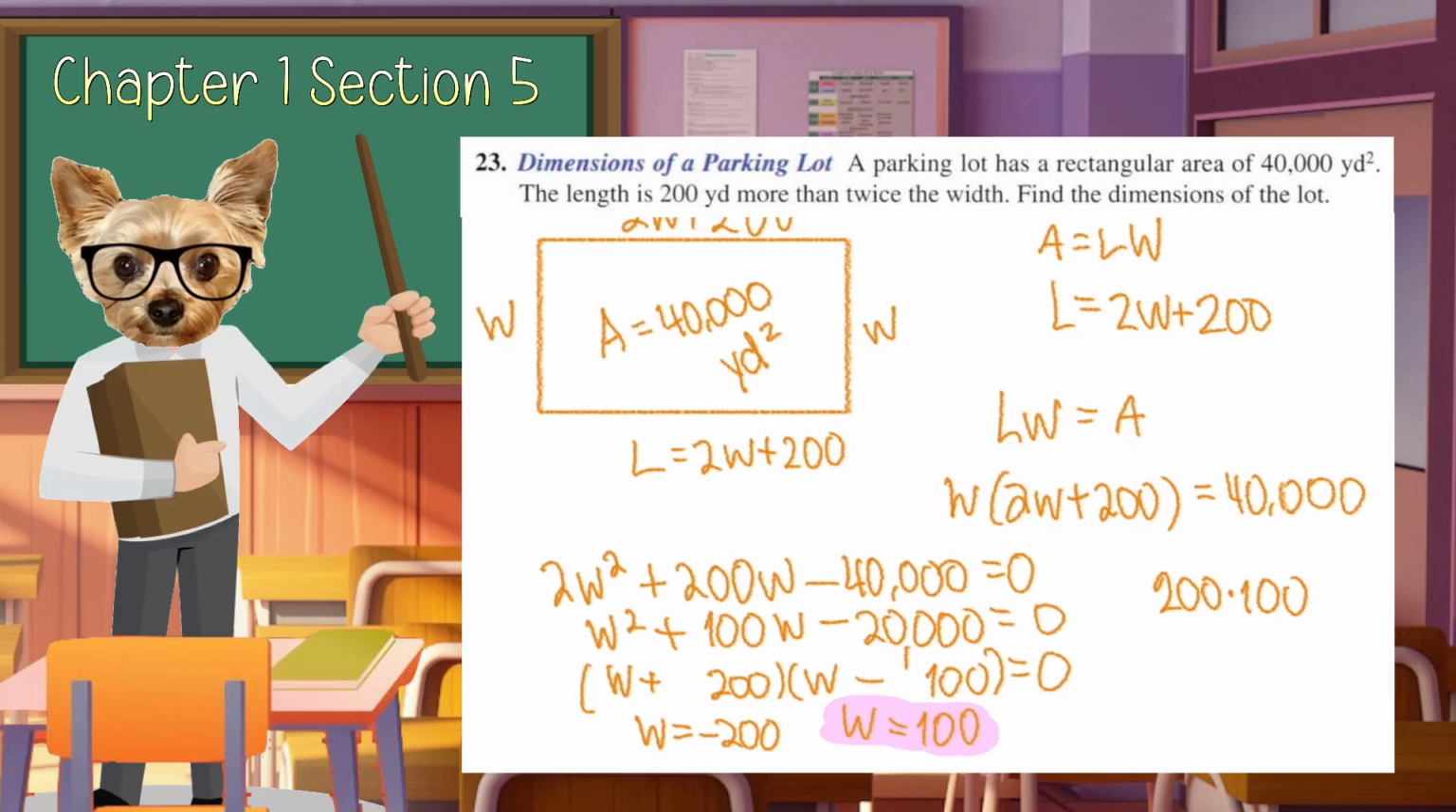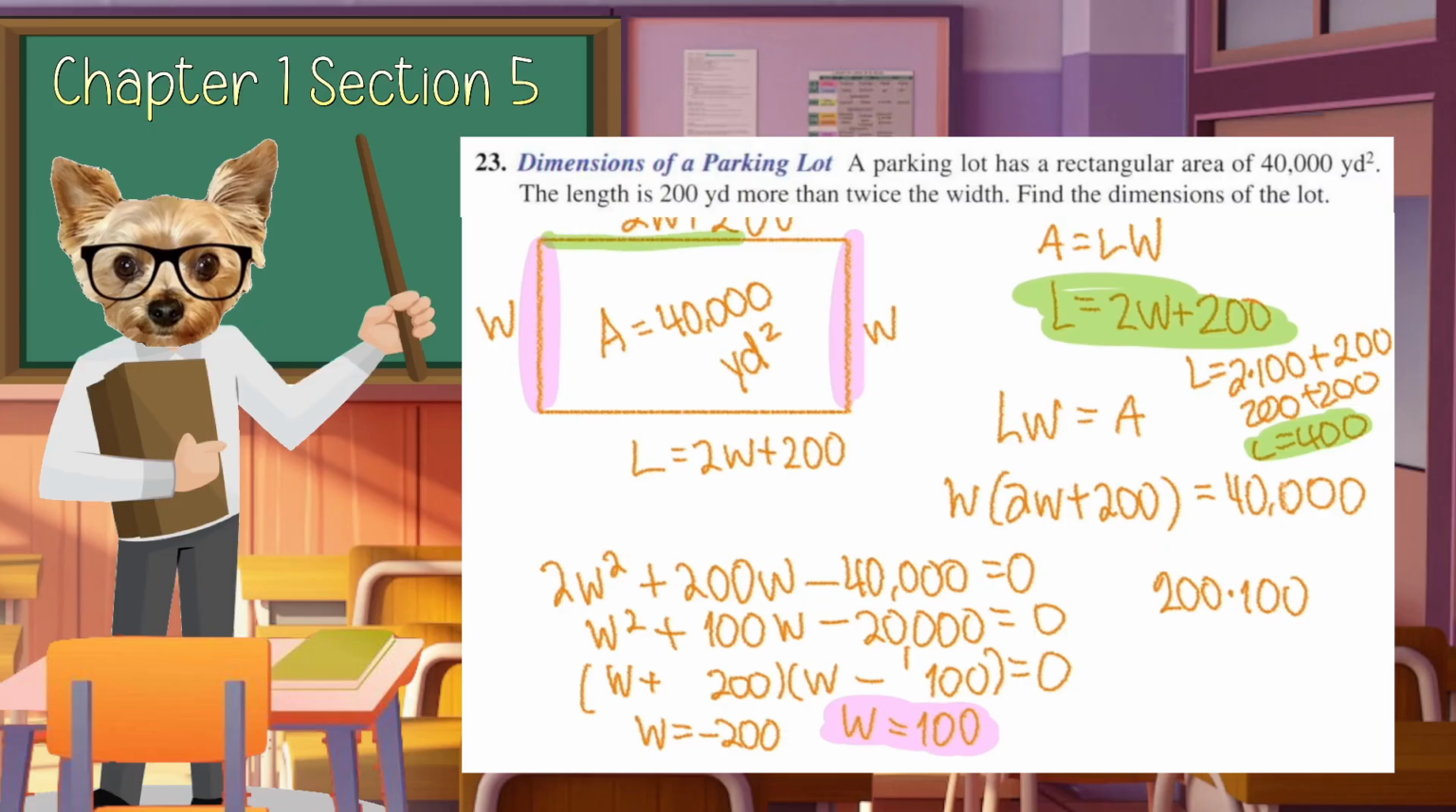So if W gives us 100, then what is L? Length. So the length is, we could fill that in right there. And what do we get? We get L equals 2 times 100 plus 200. So 200 plus 200. L is 400. So 400, so that's here and here. And those are yards.